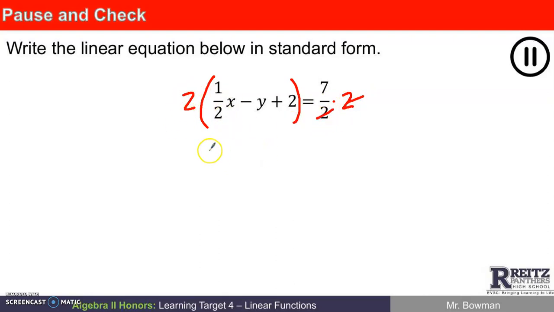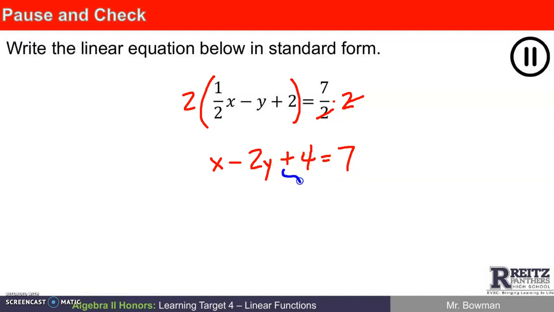So we're going to get 2 times 1/2, which is 1. You don't need to write the 1 if it's 1x. You could just write x, but if you write 1x, that would be okay. 2 times negative 1y would be negative 2y. And then plus 4. Don't forget it's got to be by every term now. And that equals 7.